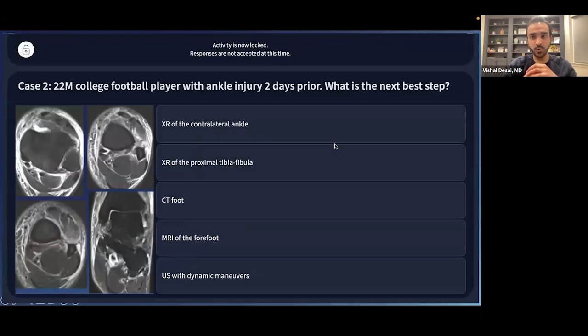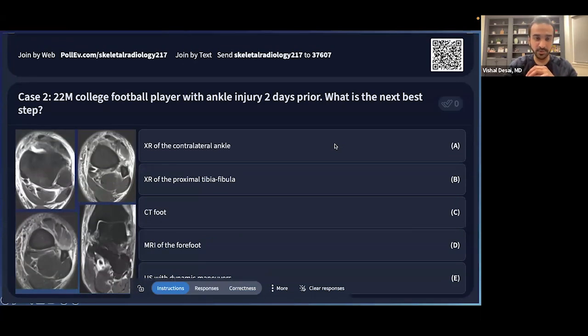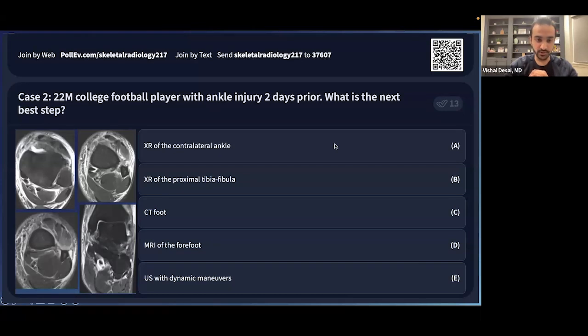So for the question, what is the next best step? A bit of a two-part question, figuring out what the injury was, and then what would be the next step. So would it be X-ray of the contralateral ankle, X-ray of the proximal tib fib, CT of the foot, MRI of the forefoot, or an ultrasound? Okay. Another 20 seconds or so.